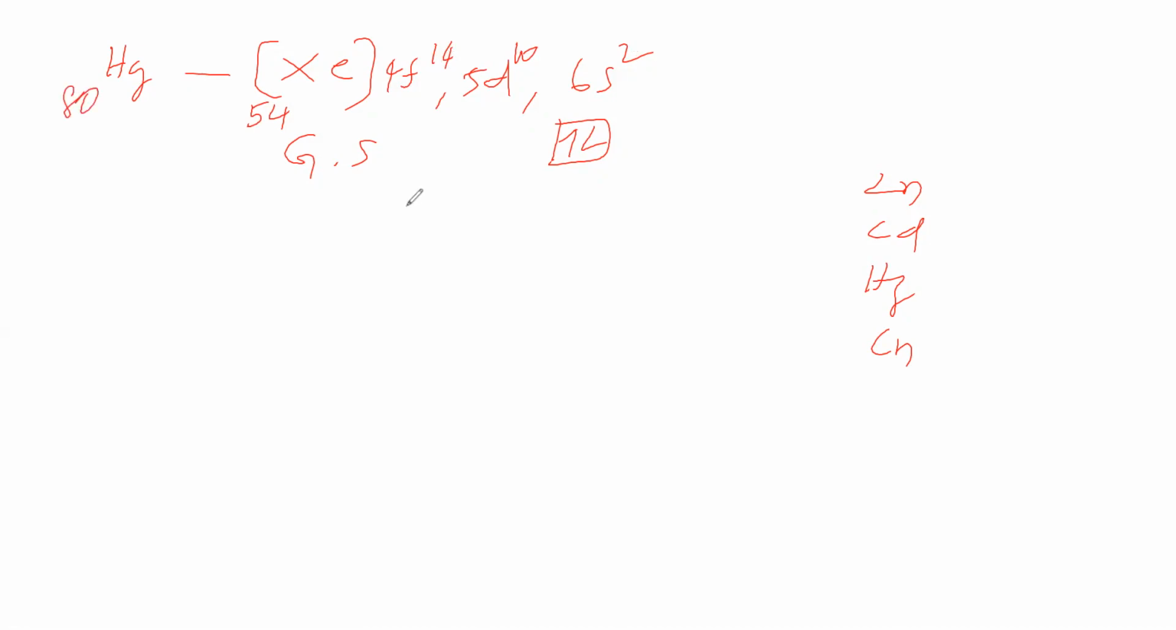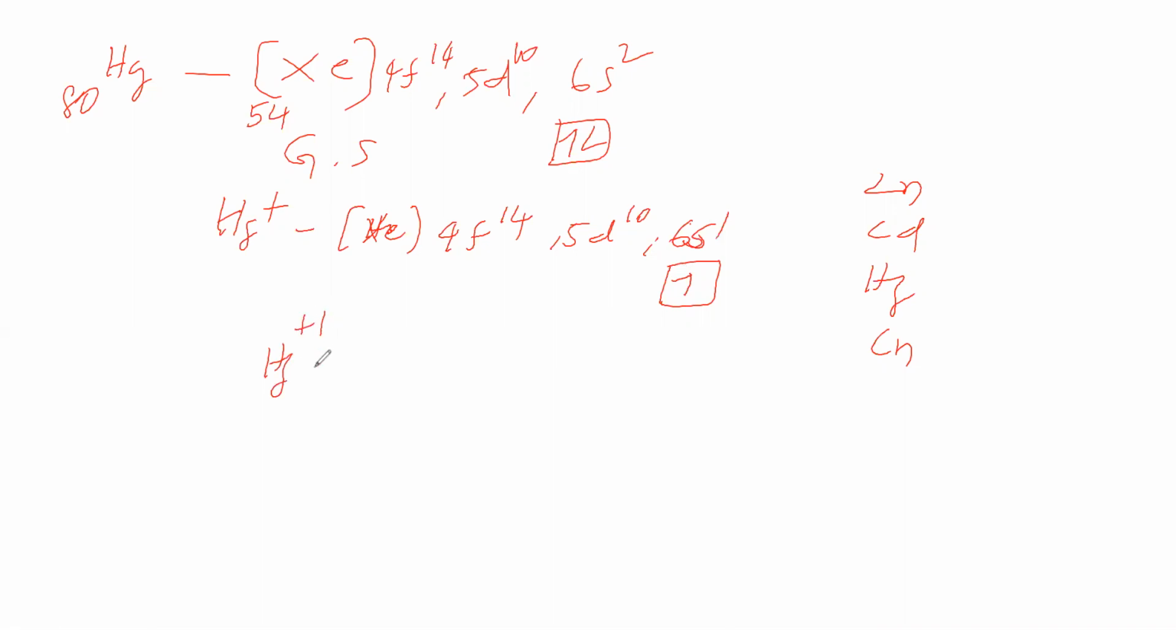Now Hg+1 electronic configuration is xenon 4f14, 5d10, 6s1. Since it has one unpaired electron, Hg+1 has one unpaired electron. Another Hg+1 also has one unpaired electron.